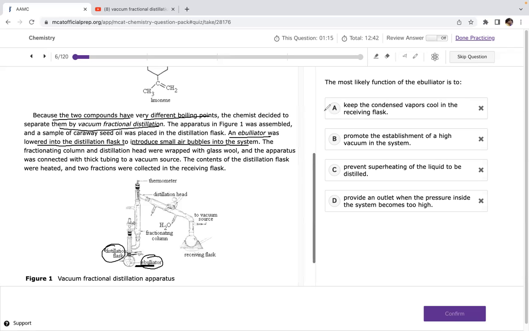It doesn't make any sense. Promote the stability at high vacuum in the system. No. Only you can see C, which is the given option: prevent superheating of the liquid to be distilled. So this is the basic concept of purification of organic compounds through vacuum distillation. The ebullitor's function is only to prevent superheating. Okay.